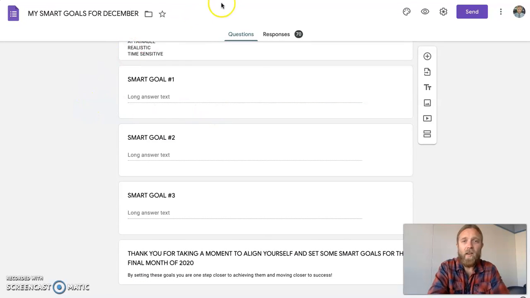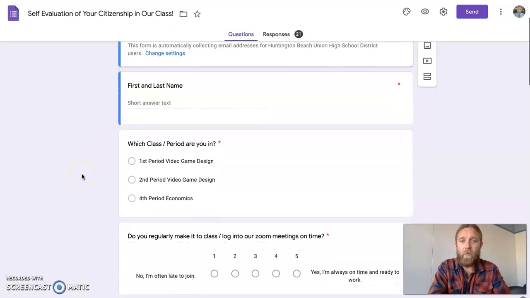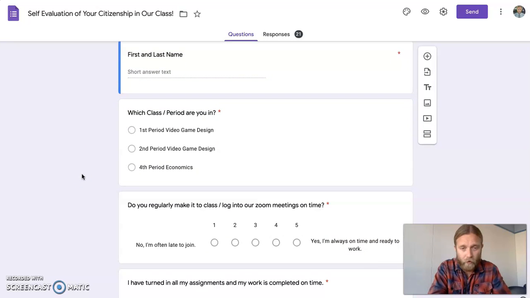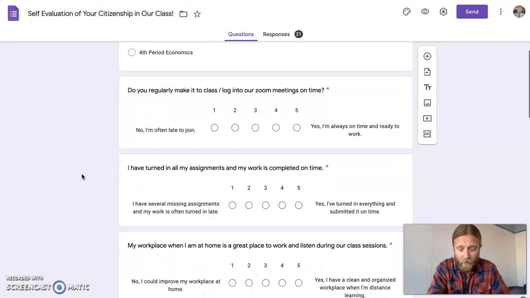Another one was evaluating themselves, evaluating and reflecting on their citizenship and how much they're participating and how much they're engaged with the class, okay? I do give them a citizenship grade for each quarter, so this was a way to hear how they think they're doing and use that to guide how I grade them with their citizenship, and just another chance for them to share any struggles or successes that they're having.